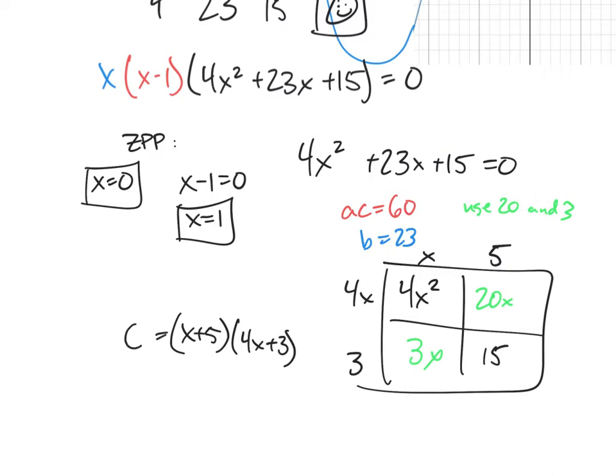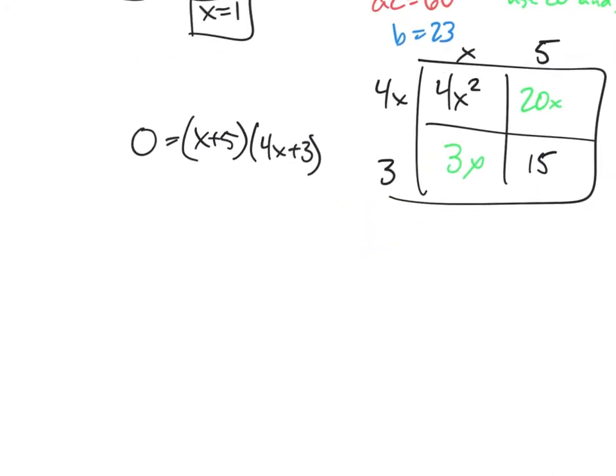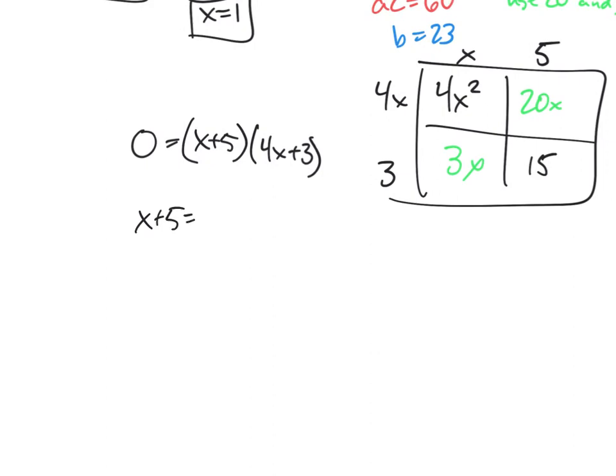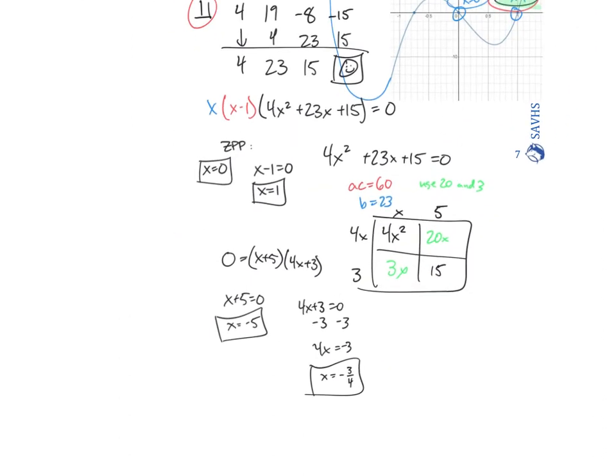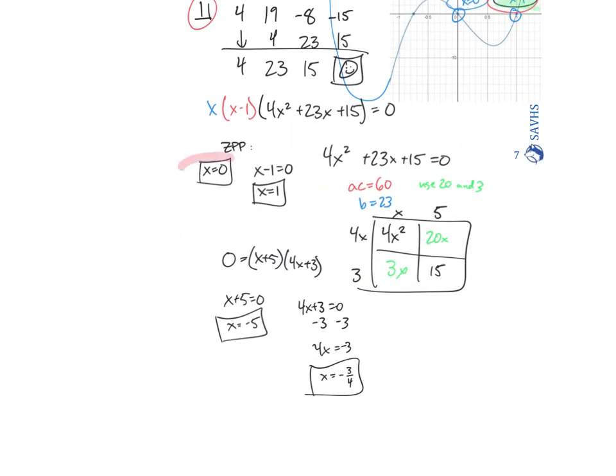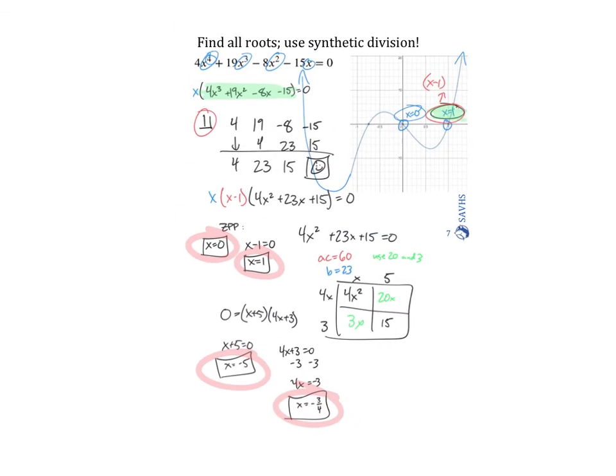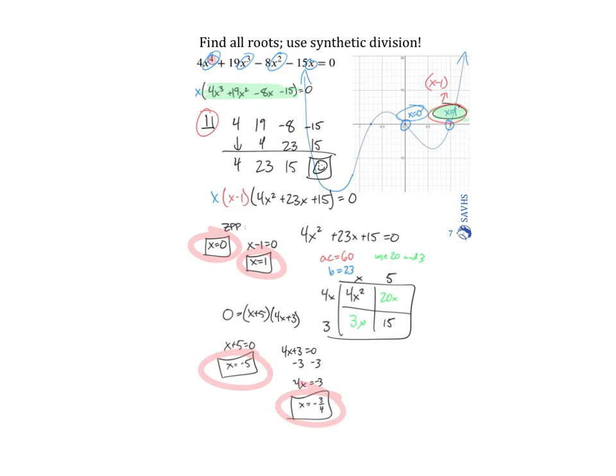Okay, equals 0. Again, we apply the zero product property, so we say x plus 5 equals 0, so x equals negative 5. There's one solution, and then 4x plus 3 equals 0, so then there's my last solution. So I have 4 solutions here, 1, 2, 3, and 4. That makes sense because I have a quartic polynomial that I'm starting with.